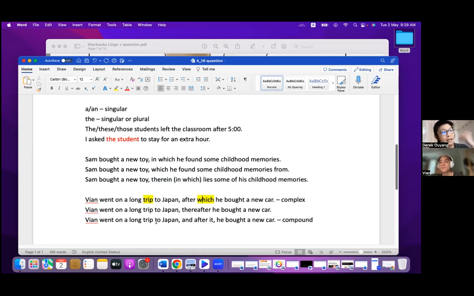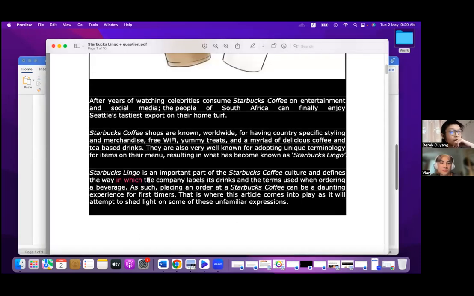But to answer your question here, in which, you can also say in that if you want, but if you say in that, it becomes a very weird sentence because that can be different things. That's why when you say in which, it means in the way. In the way the company labels its drinks.